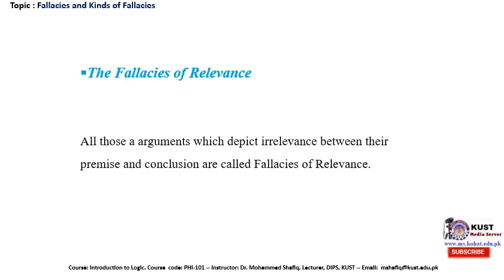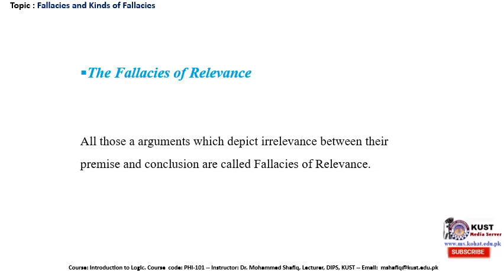Fallacies of relevance basically are all those arguments which depict irrelevance between their premise and conclusion, when the premise claims something else and the conclusion says something else. Fallacies of relevance are the most numerous and very common and frequently used. In these fallacies, the premises of the argument are simply not relevant to the conclusion. However, because they are made to appear to be relevant, they may deceive us.